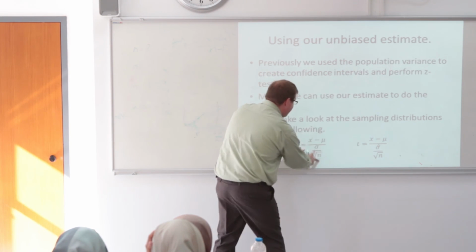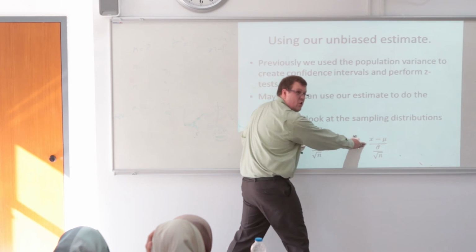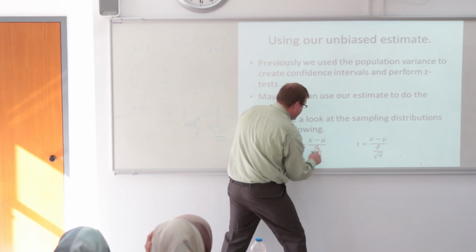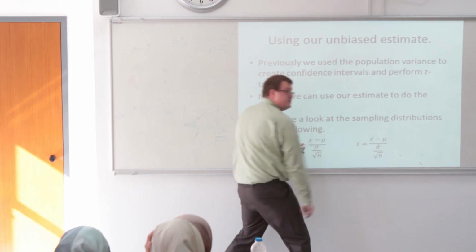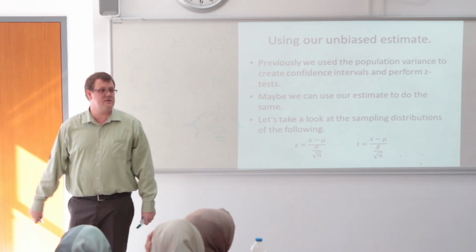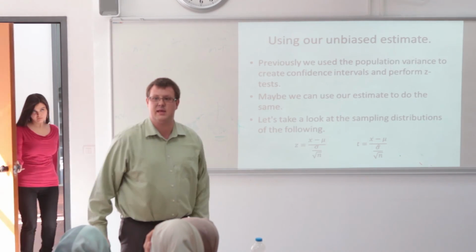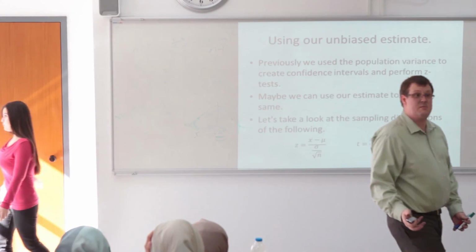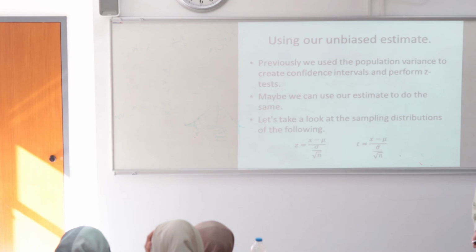These two formulas are exactly the same. You can ignore the t for now, right? Just look at this and notice that the only difference has to do with these two parts. One is the population variance or standard deviation. One is the best estimate that we have for the population standard deviation.